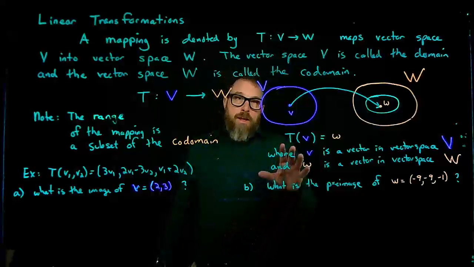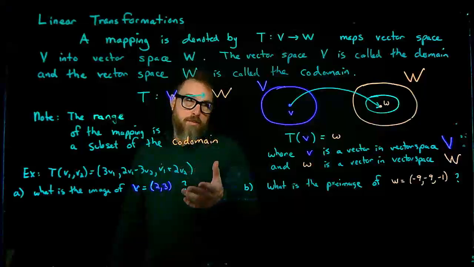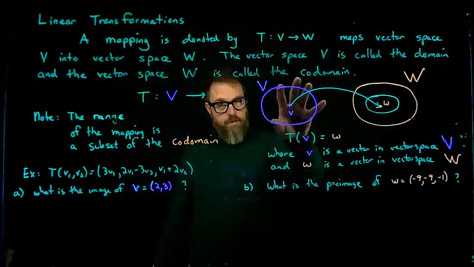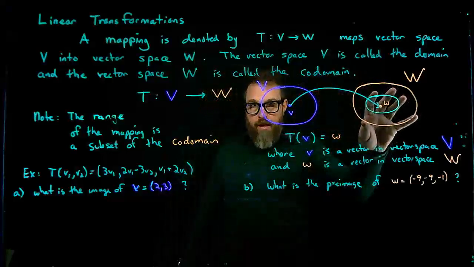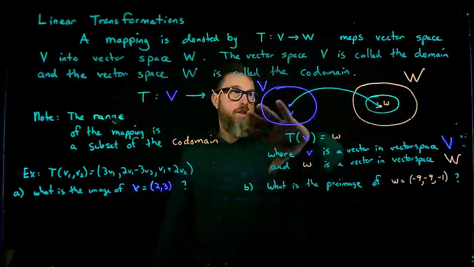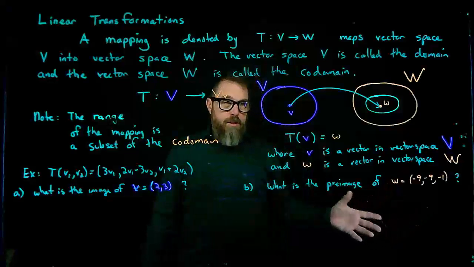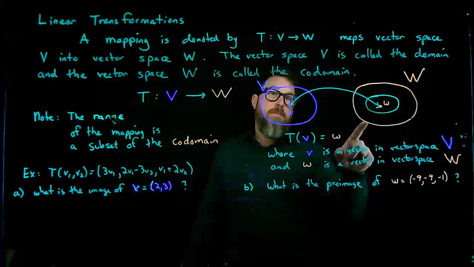So the range is actually a subset of this codomain. What we know is we're going to take all vectors in this blue vector space V and map them to the codomain W. But it doesn't mean that you're actually going to fill the entire W. Sometimes you do, sometimes you don't. But what we do know is it will always be a subset of that.